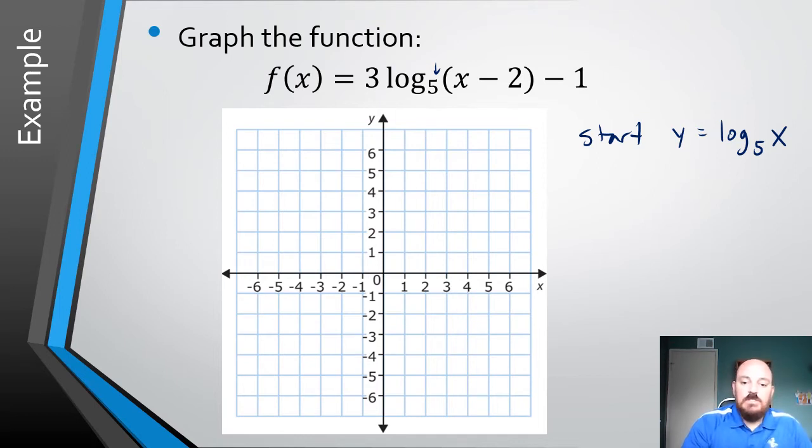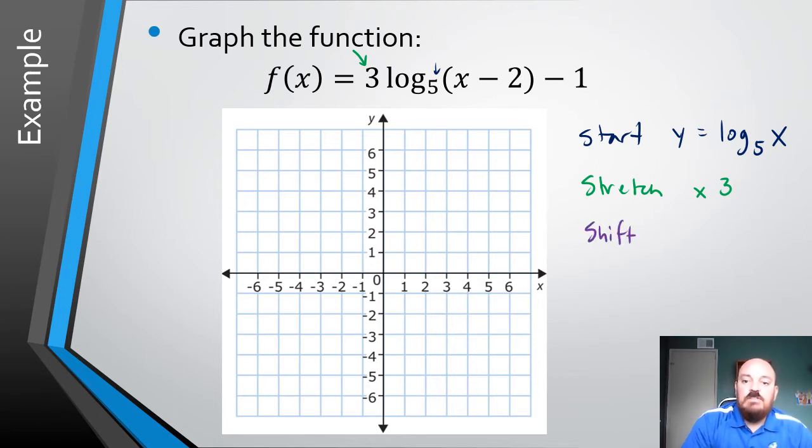Then let's go through our transformations. So I'll look at this 3 right here, and I'll say that's a stretch. So I'm going to stretch this by a factor of 3. I have no reflections on here. If that was a negative 3, it would be a reflection. If the x minus 2 in parentheses had a negative in front of it, it could be a reflection. I have no reflections here, so I'm going to jump straight to the shifts.